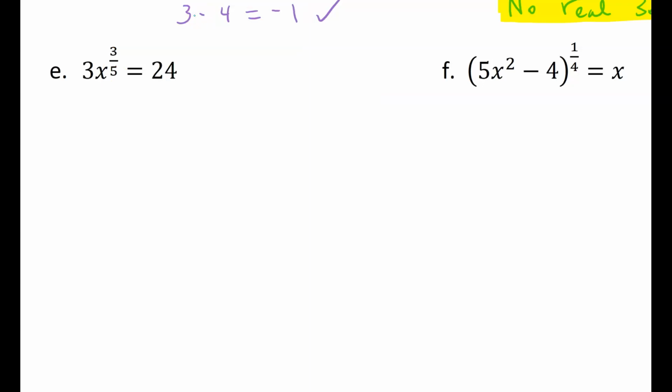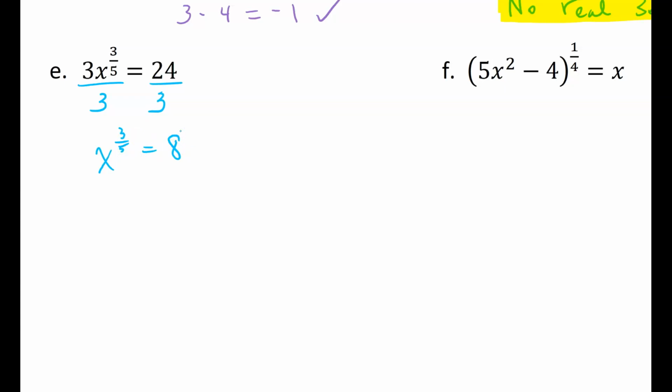The process, I actually kind of like doing these more, because if we look at this, again, we're trying to isolate x by itself. So I'm going to peel away everything that's not attached. So first thing I'm going to do is divide both sides by 3. And that's going to give me x to the 3/5 is equal to 8.